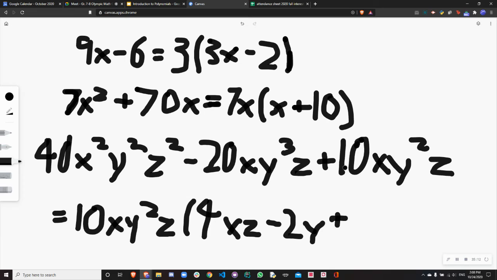We see that they're the same thing. 10x y squared z. Here's also 10x y squared z. They all cancel out, so we're left with 1. So that's our answer for question 3. Are there any questions about these problems?